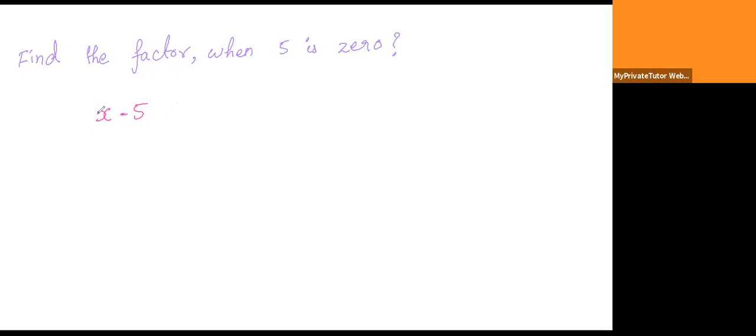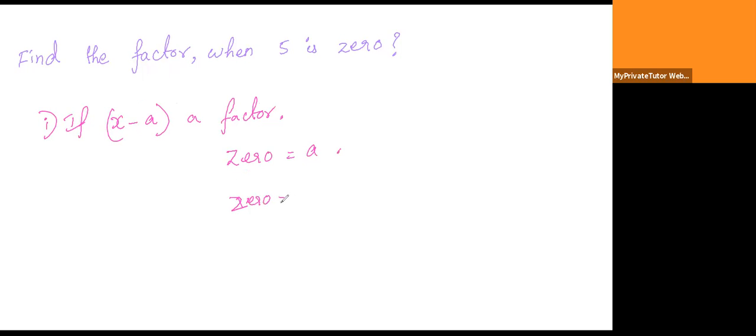Okay, so I will tell you here. Have a look at this. If x minus a is a factor, a is the 0, or the 0 is a. Similarly, in this question, the 0 is 5. So obviously, x minus 5 is going to be the factor. Joseph, do you understand? Mohammed? Yes, and a very nice thought.